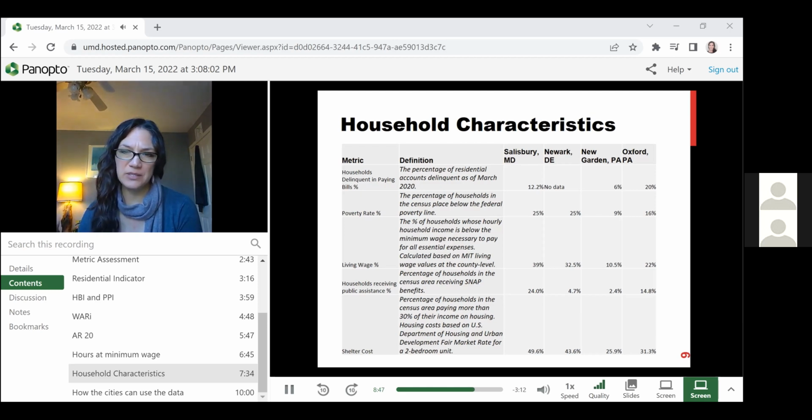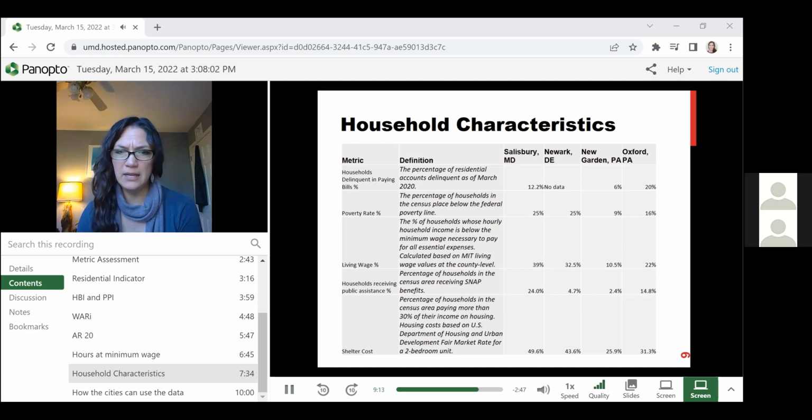And then the living wage: percent of households whose hourly household income is below the minimum wage necessary. This is based on an MIT living wage value. So MIT sets what these different areas need as a living wage. So their hourly household income is below the minimum wage. So these are some, again, indicating the student population most likely being higher.